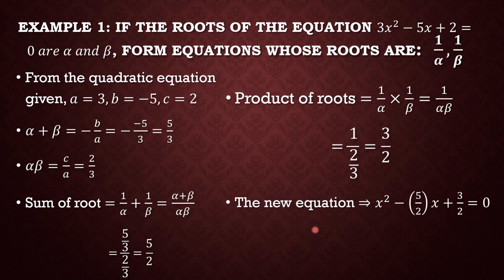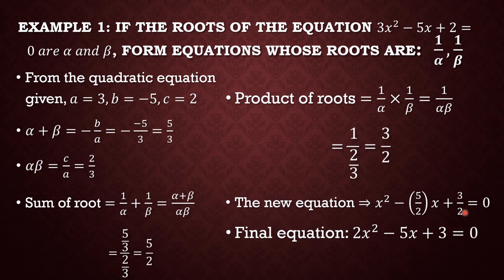So now the new equation will be x squared minus sum. So what value did we get for the sum? We got 5/2. So we substitute 5/2 here as the sum plus the product equal to 0. Then we simplify this expression to remove the fraction by finding the LCM, which at the end we are going to get 2x squared minus 5x plus 3 equal to 0. So this is the new equation that was formed. We formed this equation as a result of the transformation of the root of this particular equation.